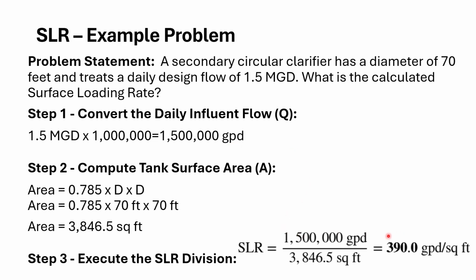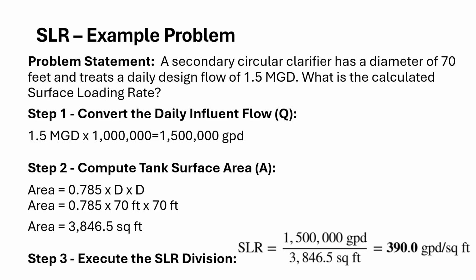You take the 1,500,000 gallons per day in the numerator, and that's in gallons per day. And on the bottom is the area, 3,846.5 square feet. You divide and you get 390.0 gallons per day per square foot.